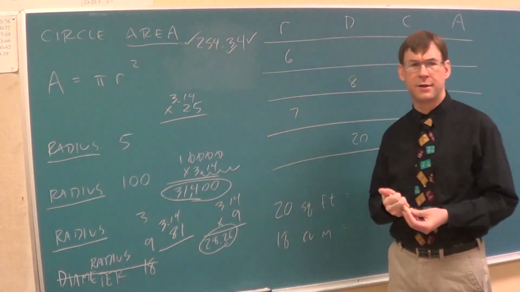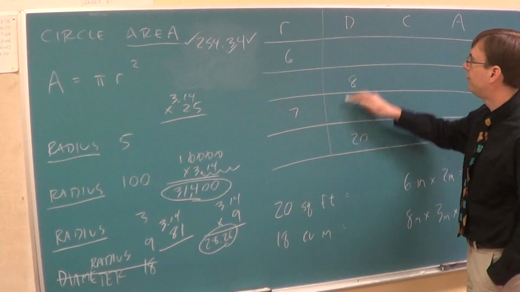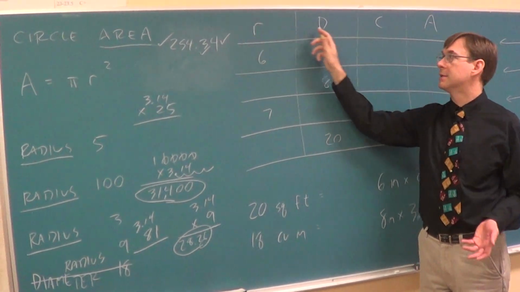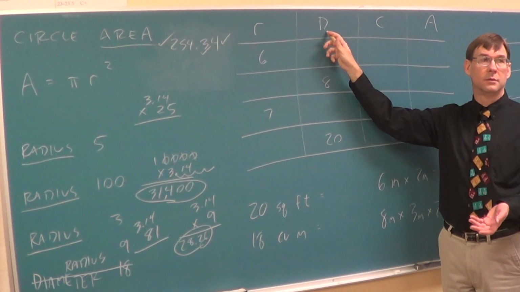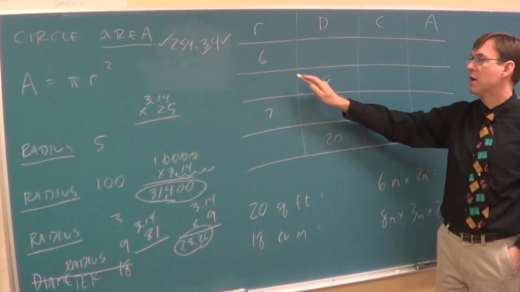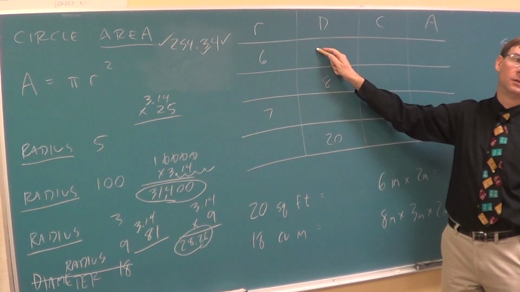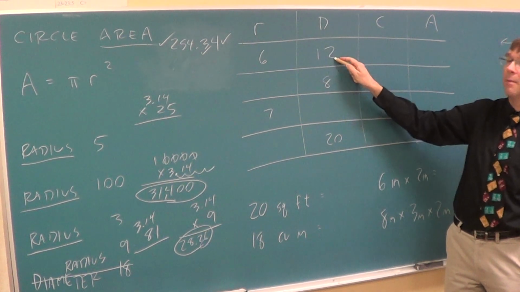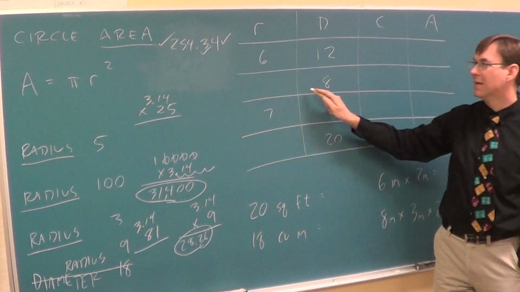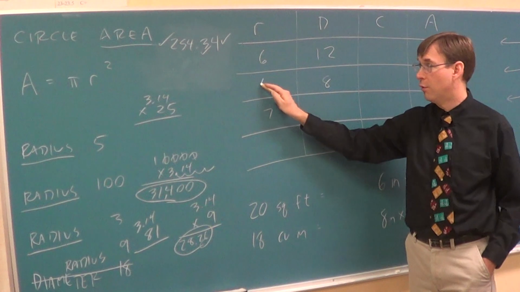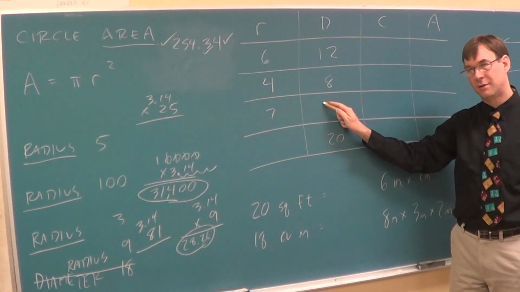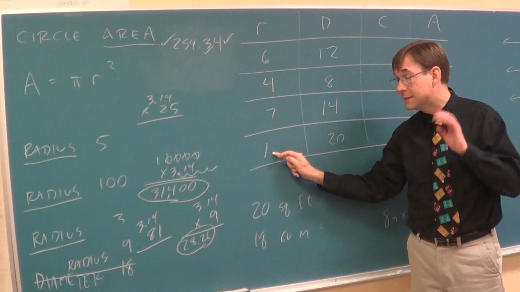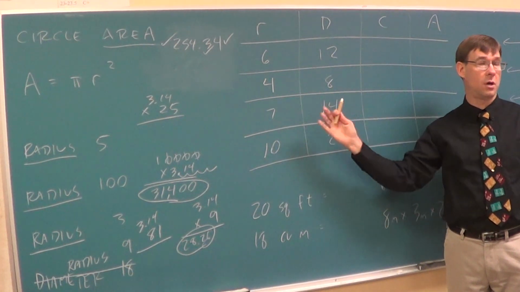Some of the homework will be presented to you in a little table. I think they'll do better column headings than I did, but R stands for radius, D stands for diameter. Let's do those first. If radius is 6, diameter must be 12. Diameter's the big one. If diameter's 8, what's radius? 4. If radius is 7, diameter is 14. If diameter is 20, radius is 10. I agree.